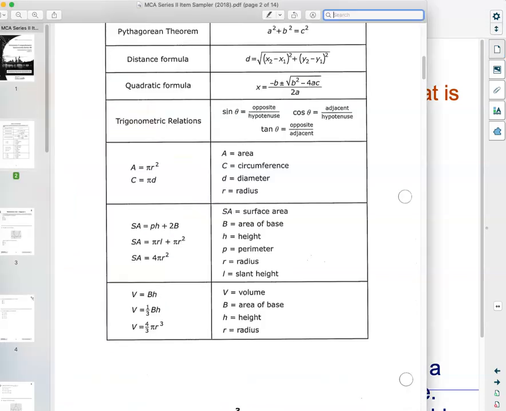Now, there's probably a formula. Let's double check. Oh, nope. All they did was tell you that lowercase p is perimeter. So they're not going to give you all the perimeter formulas. They're going to say, if you draw it, you can figure out what the perimeter is without us giving you a formula.